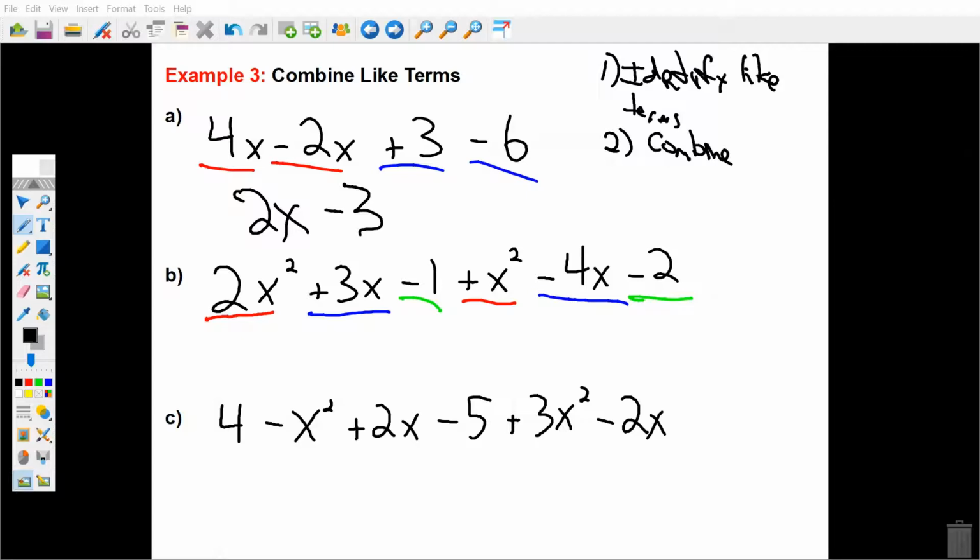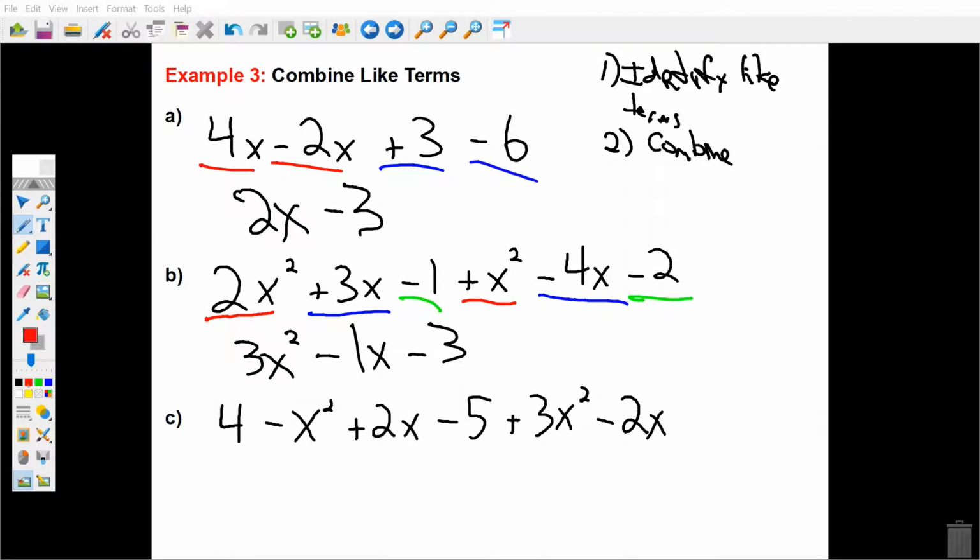2x squared plus 1x squared is 3x squared. Recall again that the variables and the exponents do not change. It is just the coefficients we are combining. Next is our blue ones here. 3x minus 4x. 3 minus 4 is negative 1x. Next up we have the numbers underlined in green. Negative 1 minus 2 is negative 3.